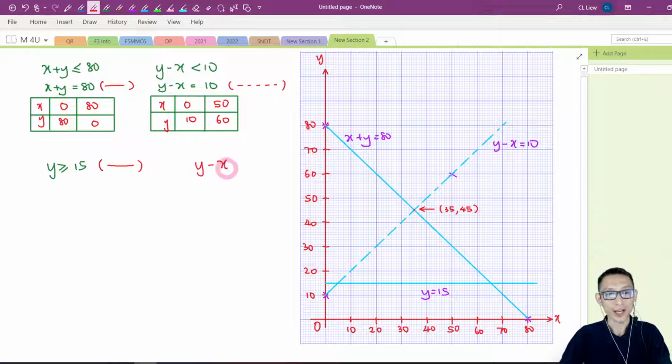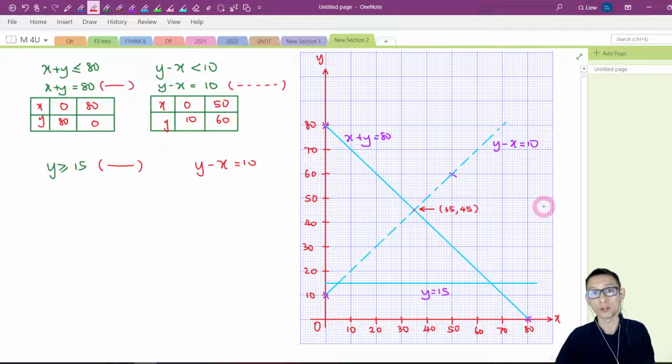Y minus X is equal to 10. You can use any value. You can set the X any value, but make sure you can plot it. Let's say you set the X value to be 1000. Here there is no space for you. We do not see 1000 here, right? So that will not be suitable.